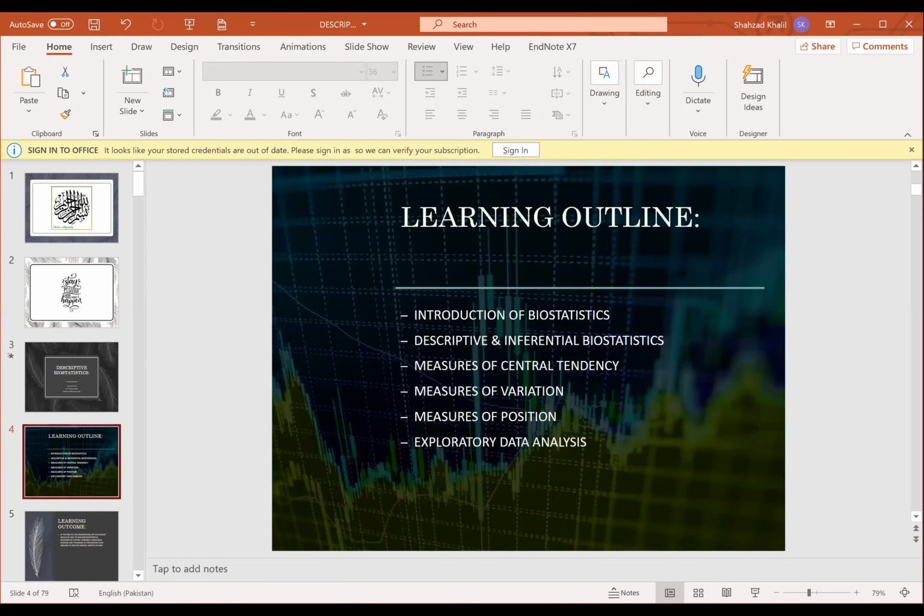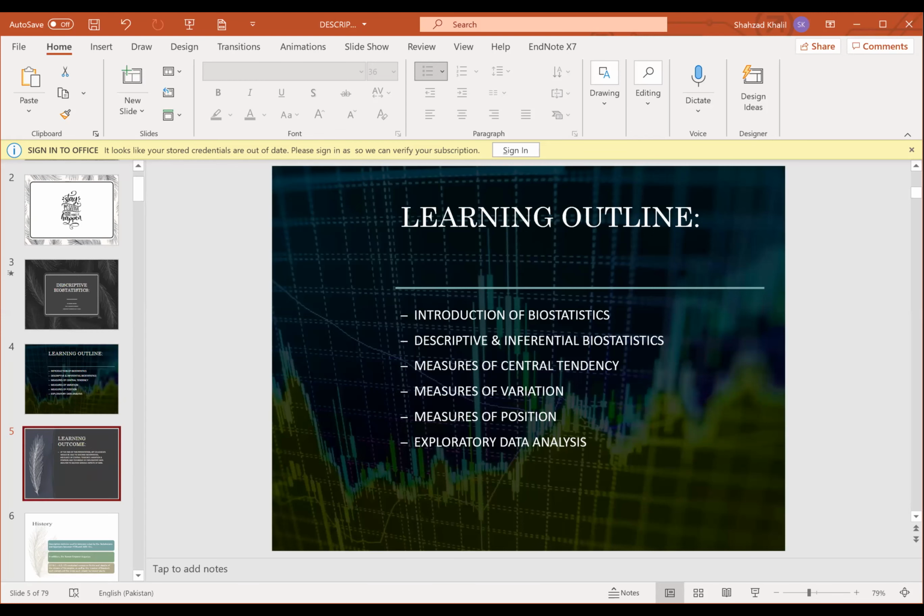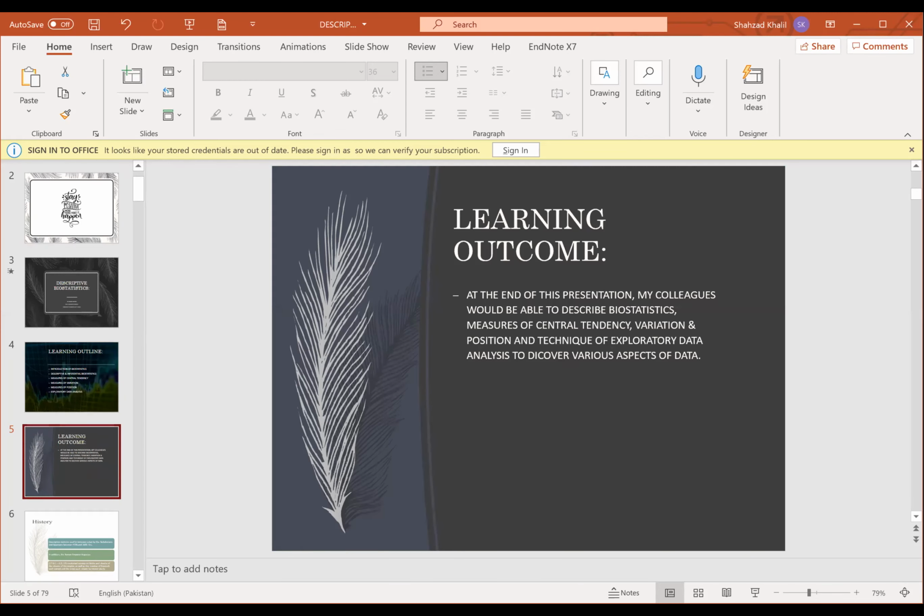The learning outline includes the introduction of biostatistics, descriptive and inferential biostatistics, measures of central tendency, measures of variation, measures of position, and exploratory data analysis. Learning outcome: at the end of this presentation, my colleagues will be able to describe biostatistics, measures of central tendency, variation, and position, and techniques of exploratory data analysis to discover various aspects of data.